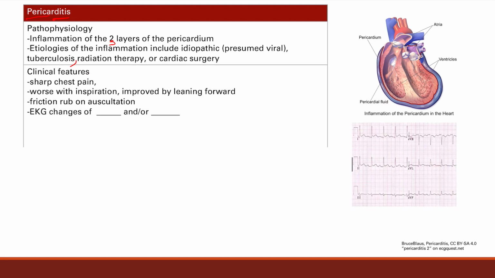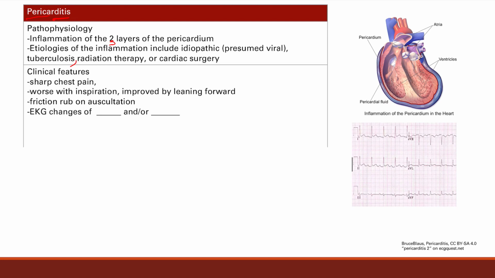Clinical features of pericarditis. Remember, we covered this already in our differential diagnosis of chest pain, because you are going to get sharp chest pain. And remember, it's inflammation of that outer sac of the heart, so it's very positional dependent. It's worse with inspiration. It's improved by leaning forward. Inspiration puts it more into contact with the chest wall. Leaning forward puts it into less contact, so there's less irritation.